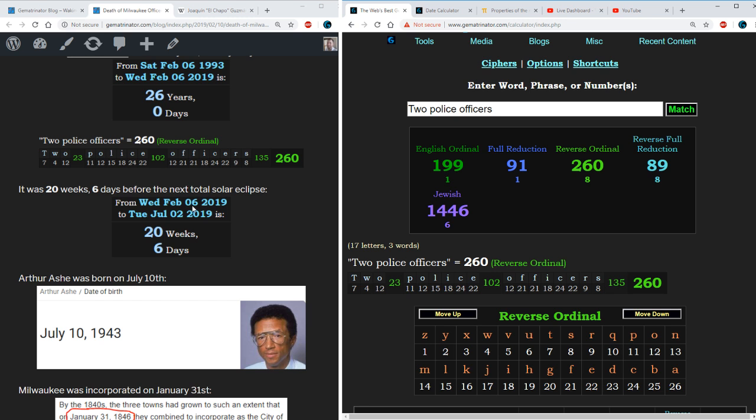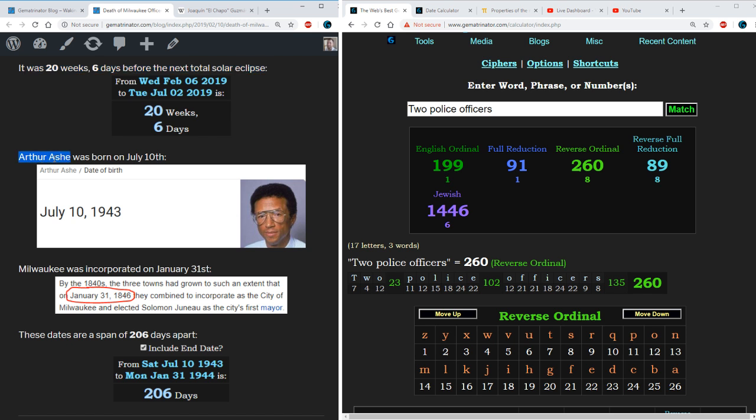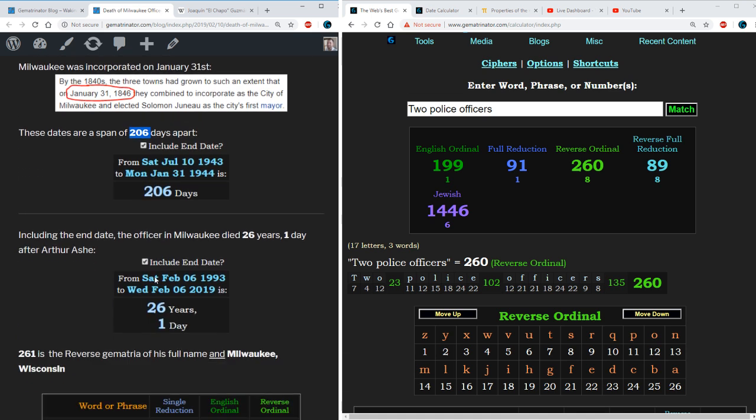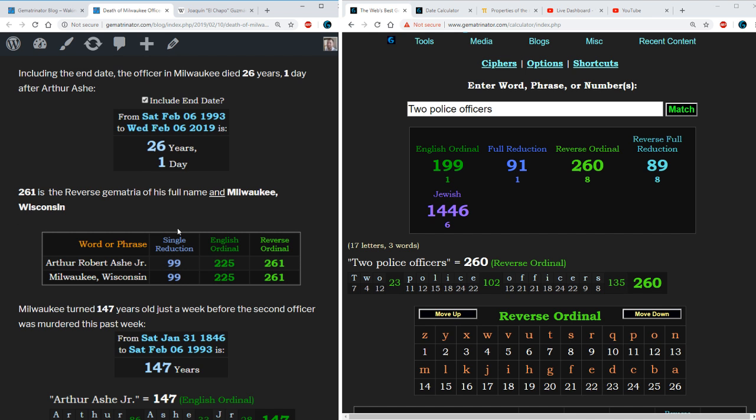That same date, February 6th, was 20 weeks, 6 days before the next total solar eclipse, which sacrifices are always related to, it seems. Arthur Ashe's birthday, July 10th, is also exactly a span of 206 days before Milwaukee's birthday of January 31st, separated by 206 days. But this is where it gets really weird.